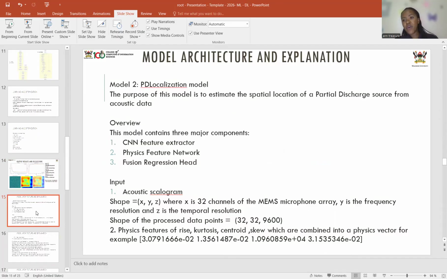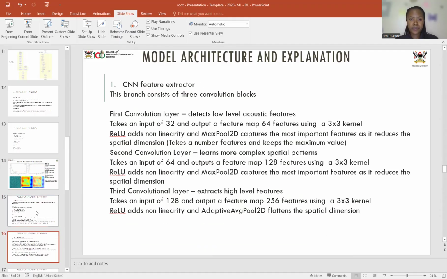So then the second model I trained was the PD localization model. The purpose of this model was to estimate the spatial location of the partial discharge source from the acoustic data. This model contained 3 major components: the CNN feature extractor, the physics feature network, and the fusion regression head. The input was an acoustic scaleogram, and also the physics features of rise, characteristics, centroid, and skew.